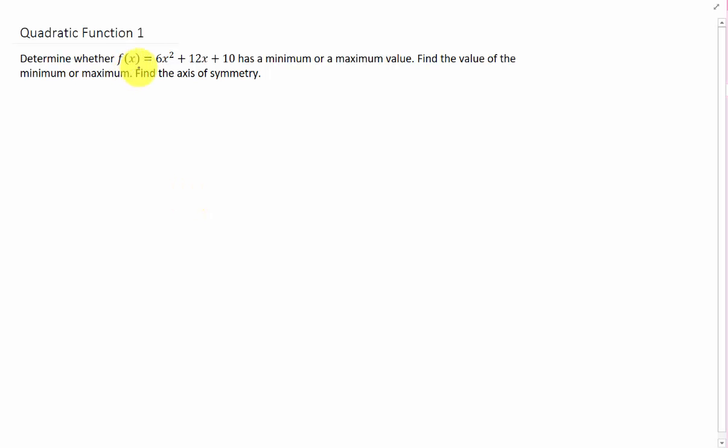We want to determine whether this given function has a minimum or a maximum value, find the value of that minimum or maximum, and find the axis of symmetry. Well, what we have here is a quadratic function. I know that it's quadratic because the highest power on x is 2.